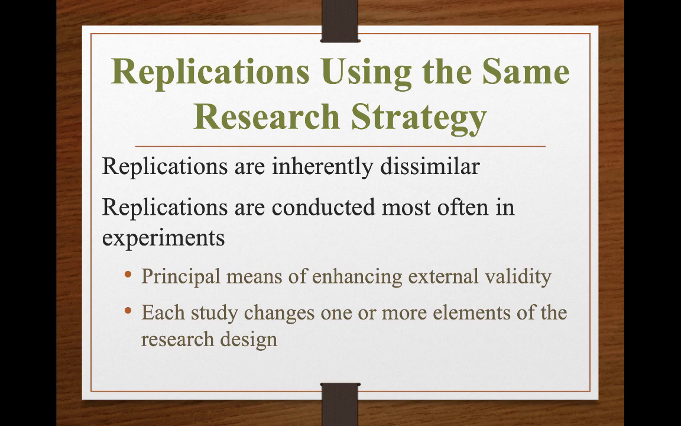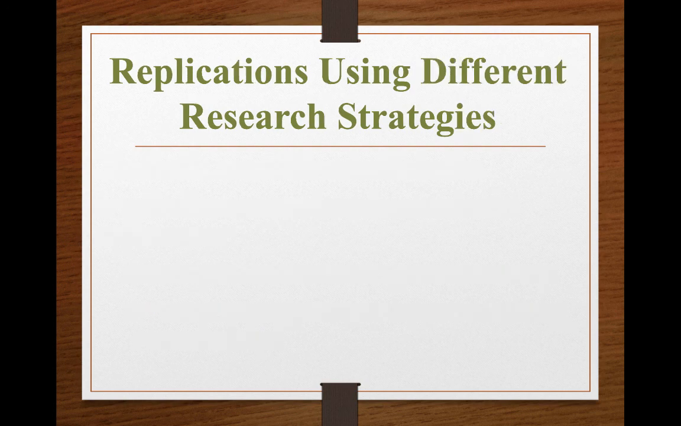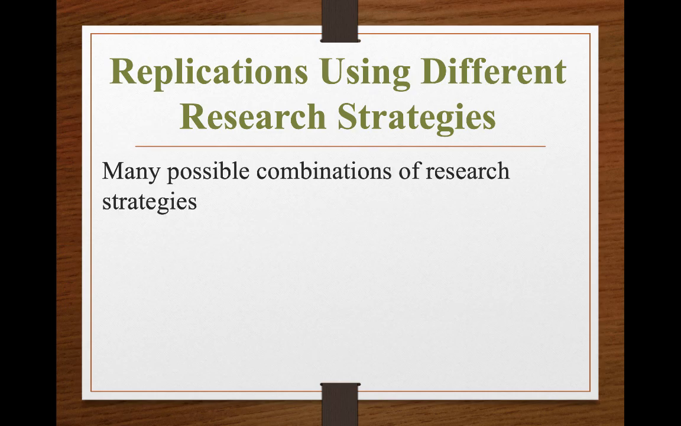So we'll talk too about how replications using different research strategies is a little bit different in what its goals are as well. So there are many possible combinations of research strategies, and each method we've talked about throughout the class has advantages and disadvantages. So if you want to know what people's opinions or feelings are, right, then surveys could be good, but surveys are not great at measuring what people do, right, like just what they say.